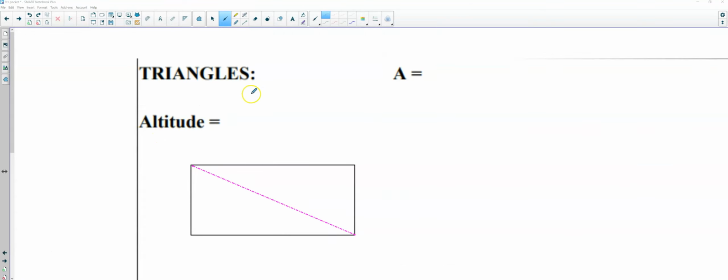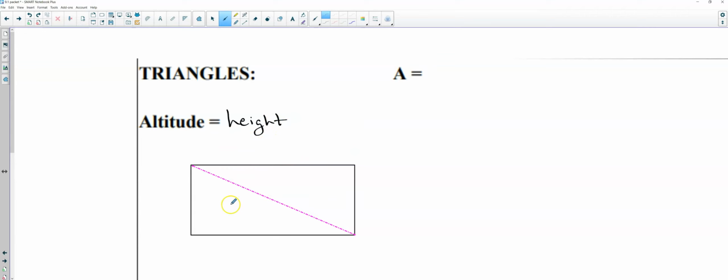Okay, here's a new word. Now we're going to look at the area of triangles. Here's a new word, altitude. Altitude is basically the same as the height. So when you want to know the height of something, you want to know the altitude. The altitude is basically the height.